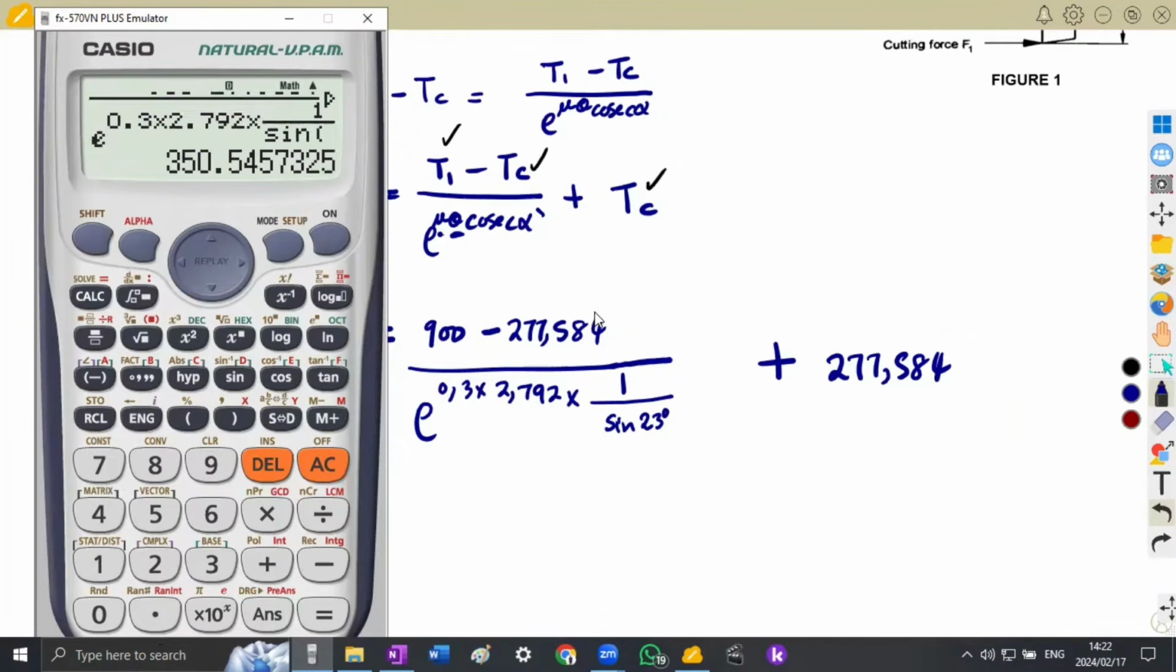And let us see what we are going to have: 350,546. You can even fix this to 3 decimal places. Shift, set up, then we go to fix, on number 6, sorry, you press 6. Then in order to fix to 3 decimal places, you press 3. That is to 3 decimal places, 350,546. So this is our T2.